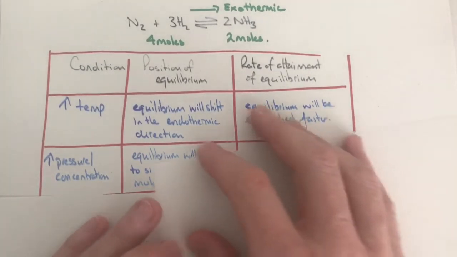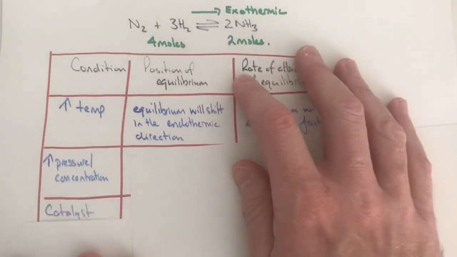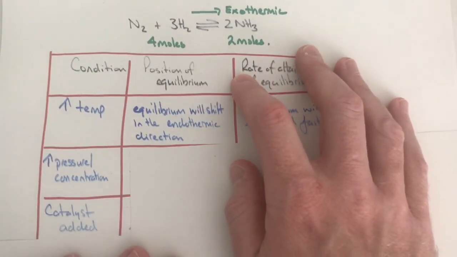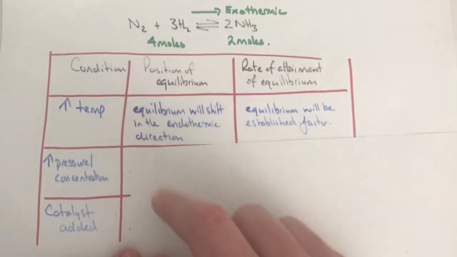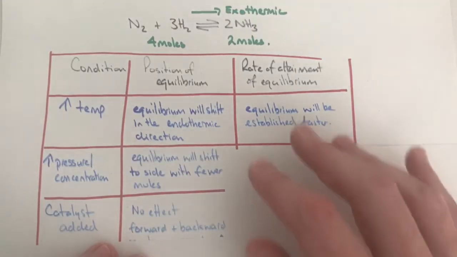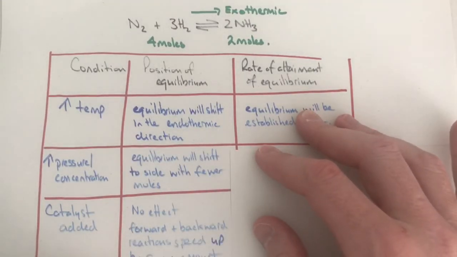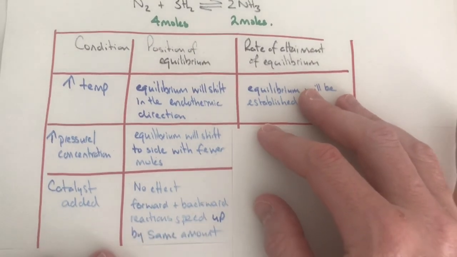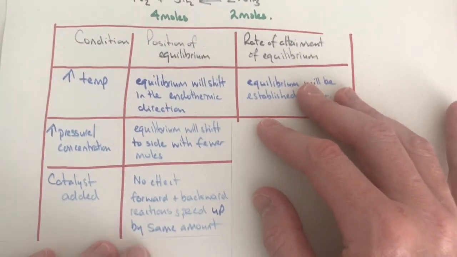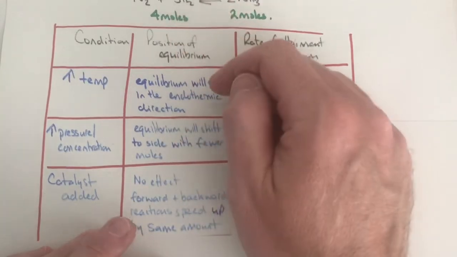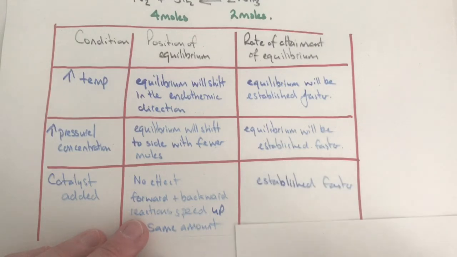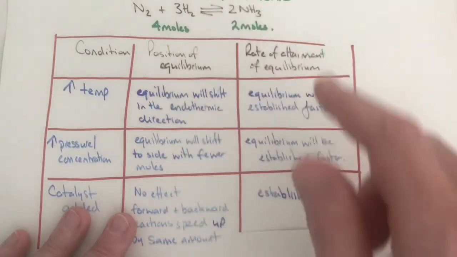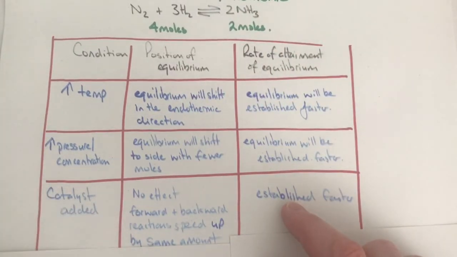Okay, and the final condition that we're going to look at today is having a catalyst added. Remember, catalysts speed up reactions and make them go faster. In this case, the position of equilibrium is unaffected because a catalyst will speed up the forward and backward reactions by the same amount. So the position doesn't move to the left or to the right because the forward and backward reactions speed up by the same amount. What it does do is cause the equilibrium to be established faster. So this equilibrium that we've got here would be set up in a shorter time if a catalyst is added.